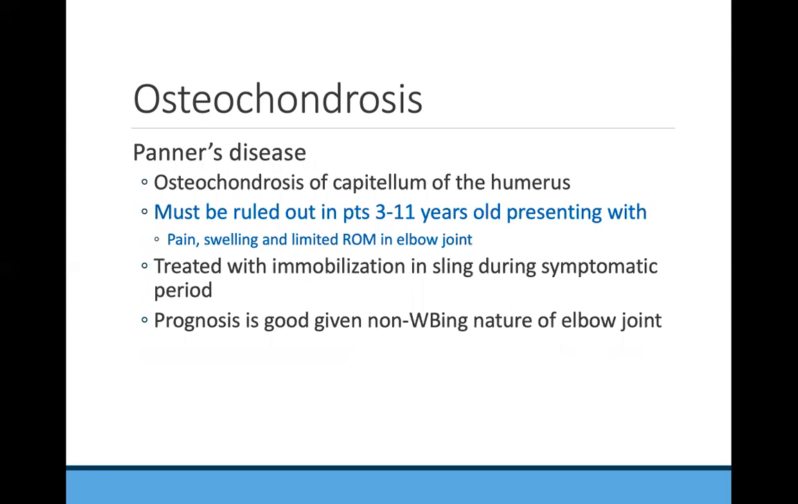Panner's disease is osteochondrosis of the capitulum of the humerus. Anytime we have a patient that's between the ages of 3 and 11 that's presenting with pain, swelling, and limited range of motion in the elbow joint, we want to have Panner's high up on our list, and we want to make sure that we are able to rule that out. Treatment would include immobilization in a sling when a patient is in this symptomatic period, and the prognosis is really good given the non-weight-bearing nature of the elbow joint.